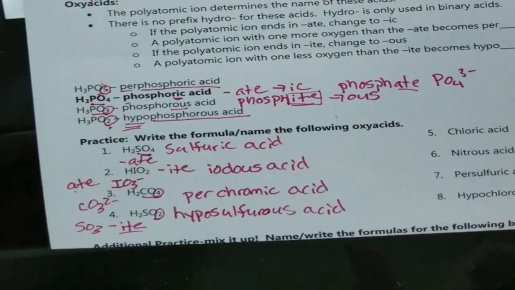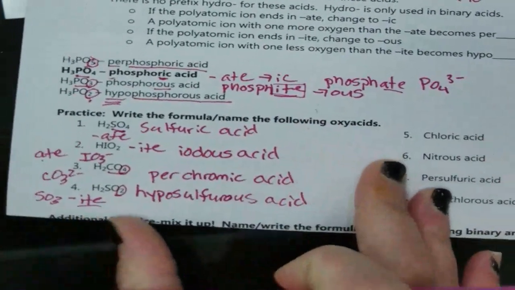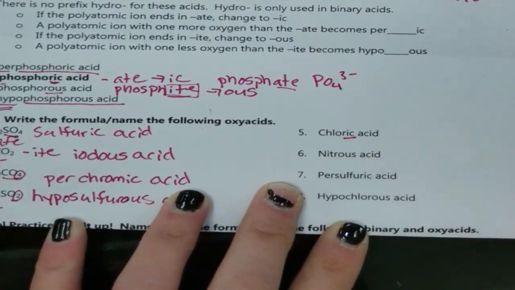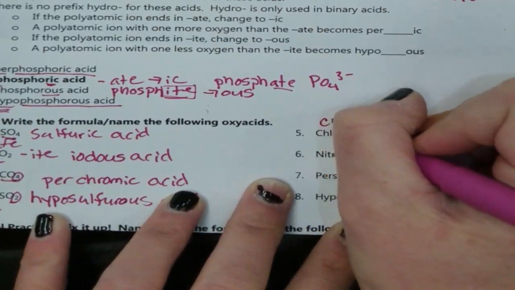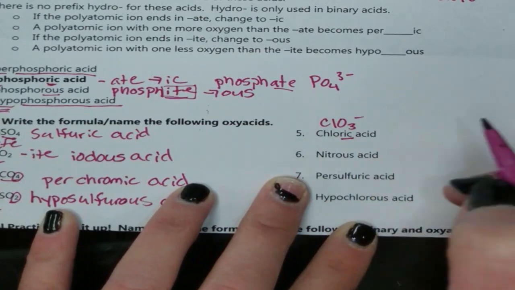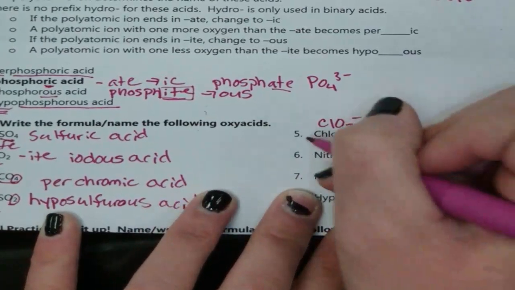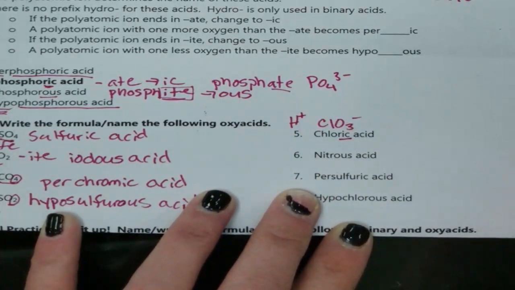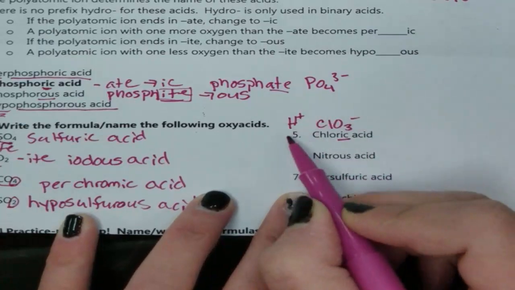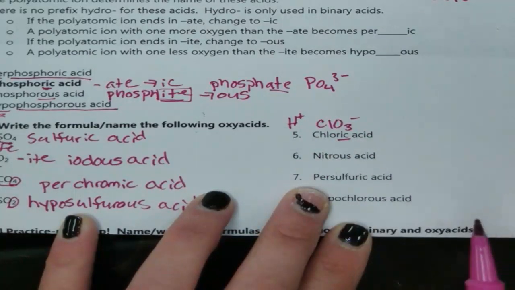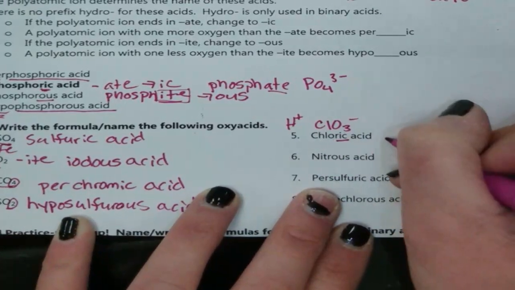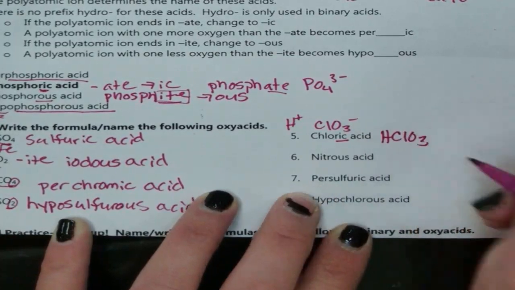All right, let's come over and let's practice writing our formulas. Chloric. -ic tells me it's the -ate, so chlorate is ClO3 minus. So when I write this formula, I have a minus sign. If I have an H plus, because I start with a hydrogen, I swap and drop just like I would with an ionic compound here because we have this polyatomic ion, and I'm going to end up with HClO3.